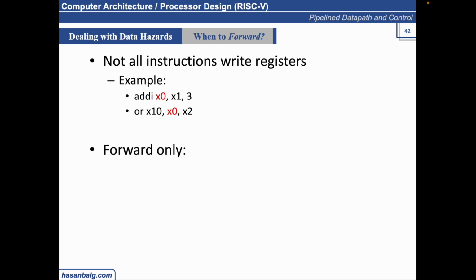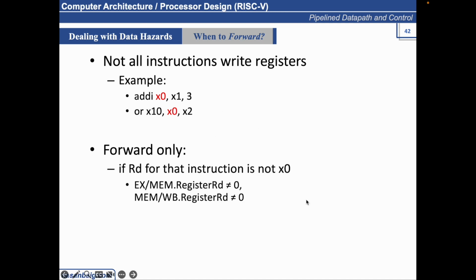So we do not need to forward. What we need to do is to forward only if the RD for that instruction is not x0. So we need to update the policy that we have just discussed to incorporate these changes. First of all, we need to check that the register RD is not equivalent to 0, which means it is not x0, and this applies in both stages, the EX/MEM pipeline register and the MEM/WB pipeline register.